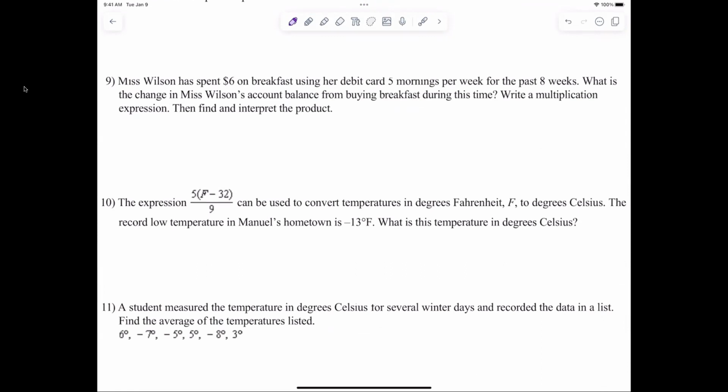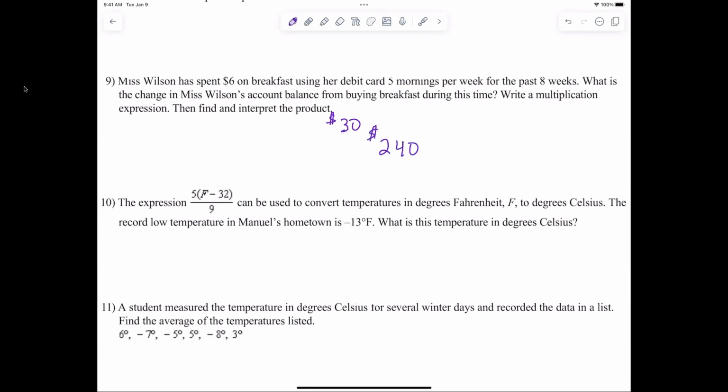So it's $6 every 5 days, which would be $30. $30 is correct, for 8 weeks. That's right. So she spent $240.